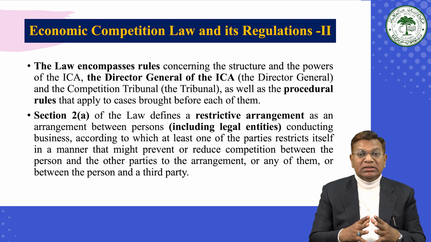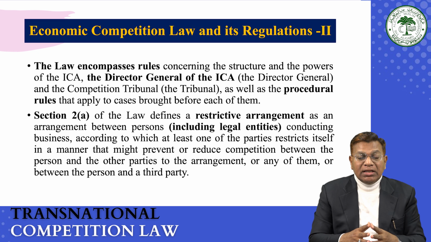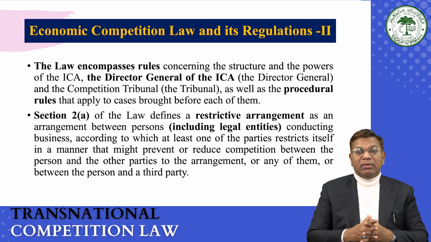So the ambit and scope of section 2 of the Economic Competition Law of 1988 include all legal entities, all parties, and it tries to prevent and reduce competition between the parties by any kind of arrangement.